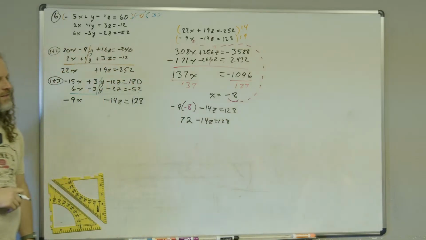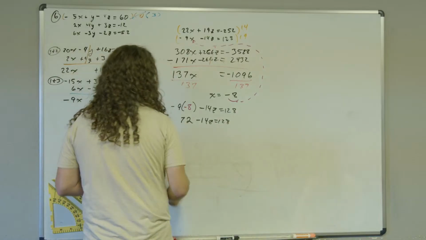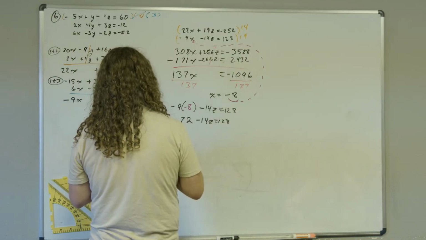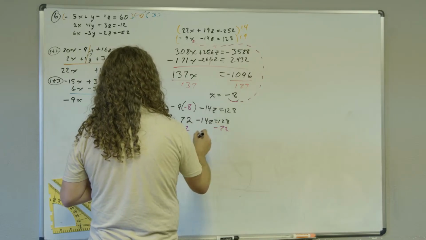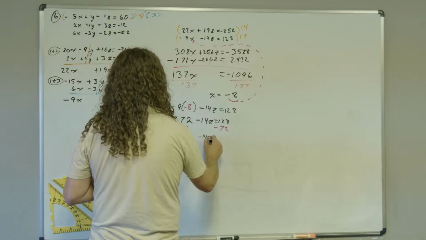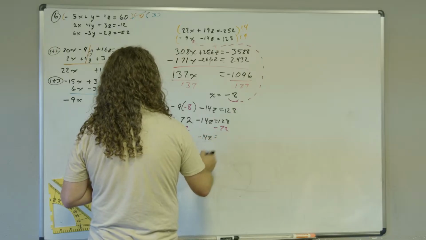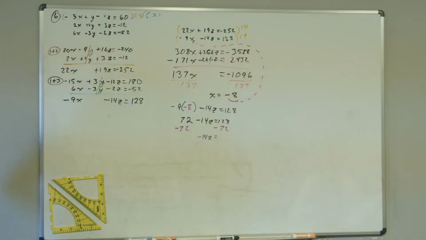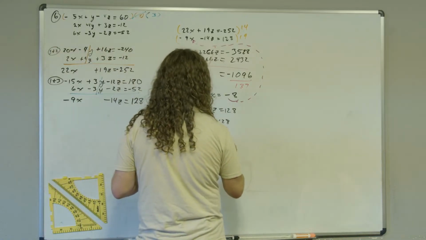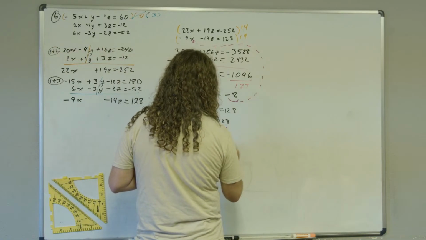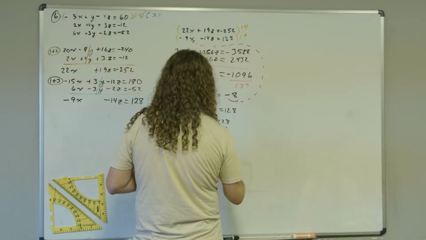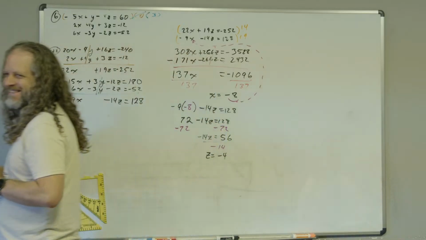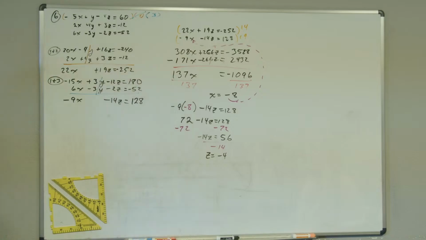Now what? Subtract 72 on both sides. And what do you get? It's positive 56. Then divide by negative 14, and we get z equals negative 4. Too many ways to make little mistakes.